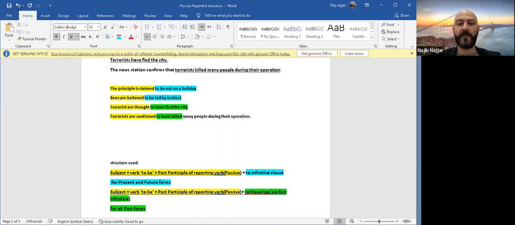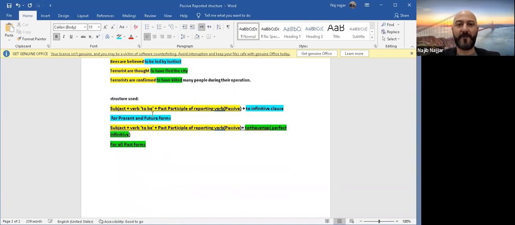Okay, that's pretty much everything. These two structures, you can use any of these two structures. They're both right. So you don't have to use both. You just need to use one, and it's right and it's correct. As I told you, the first one is more common. The second one is more formal.